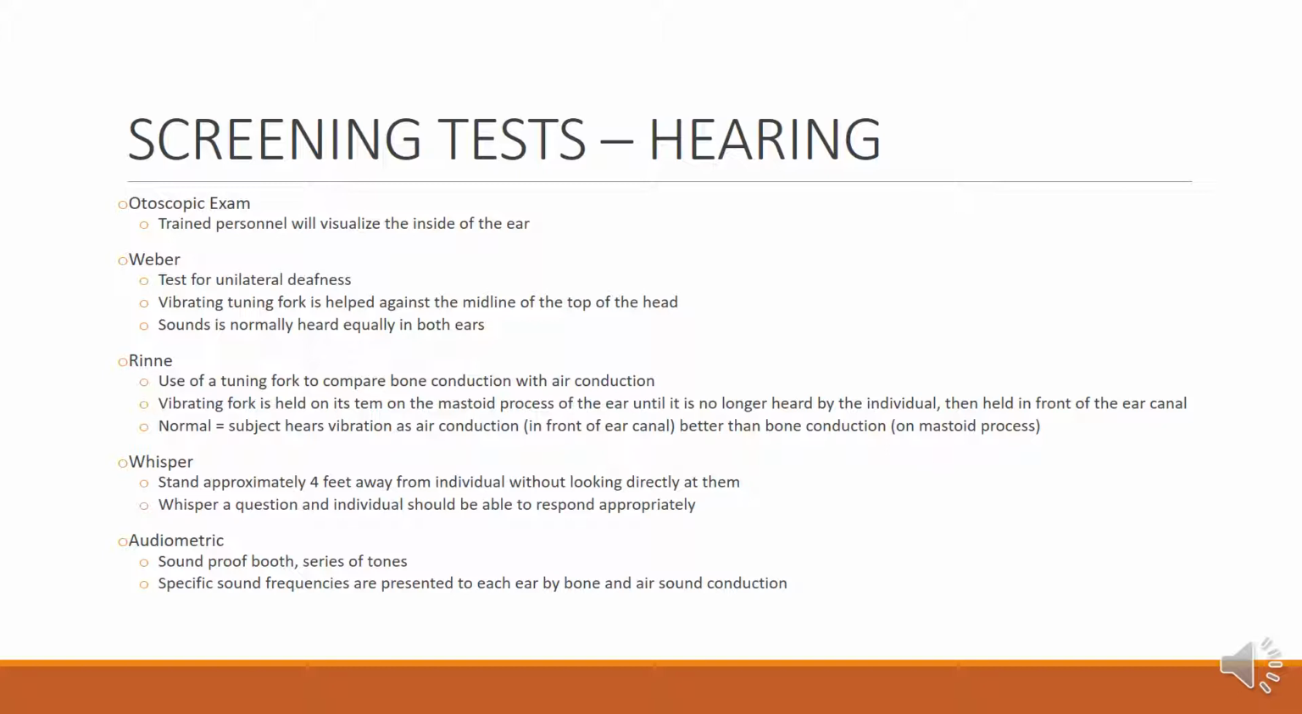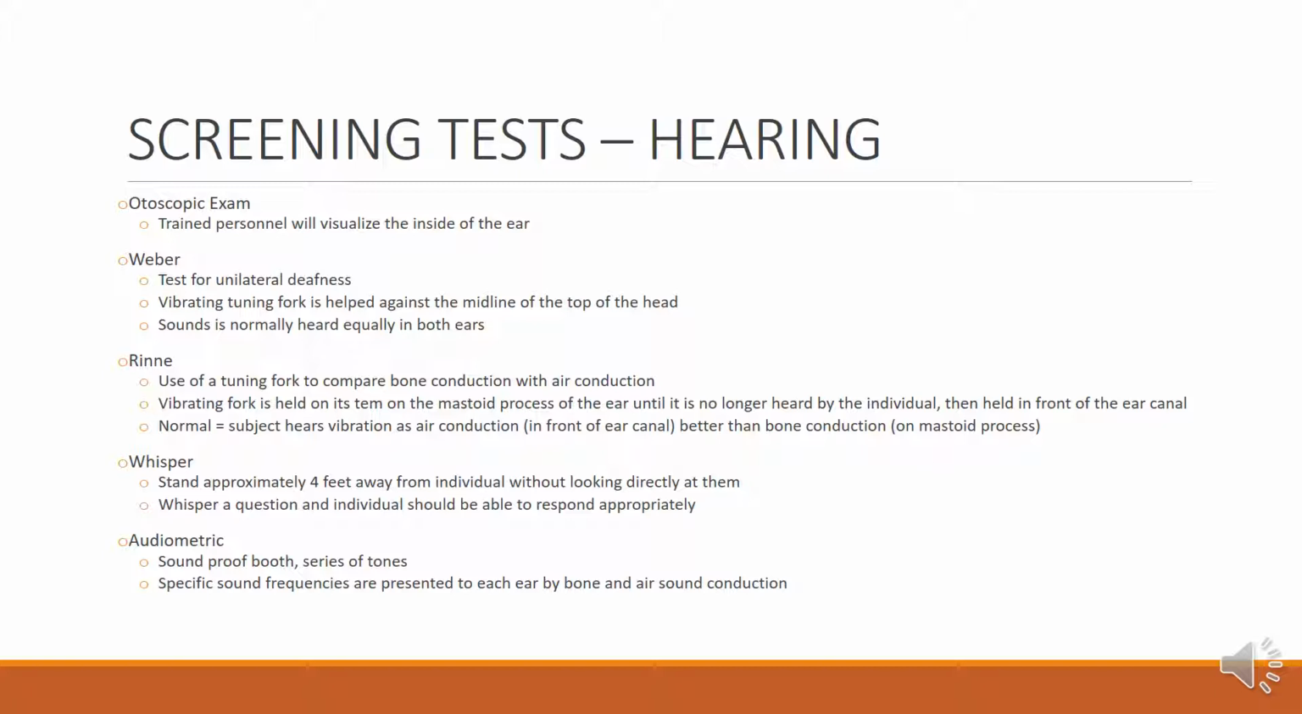using an otoscope. The Weber test, this test is used for unilateral deafness. They'll take a tuning fork and make it vibrate and hold it against the midline of the top of the head. In someone that does not have deafness, you will hear the sound equally in both ears. However, a person that has deafness will say that they hear it in one ear and not the other.